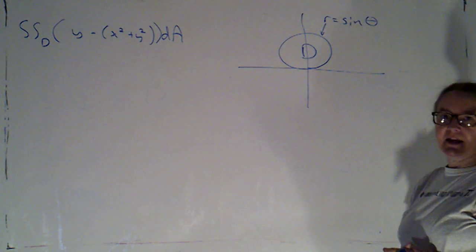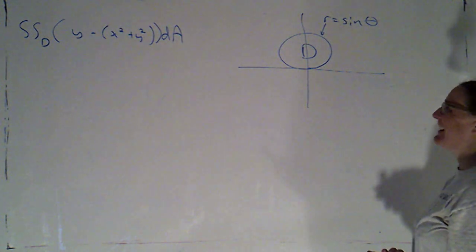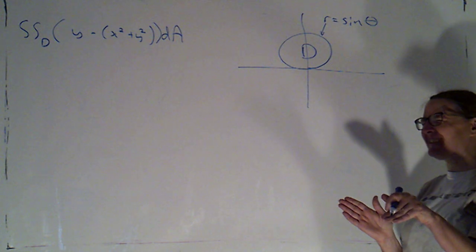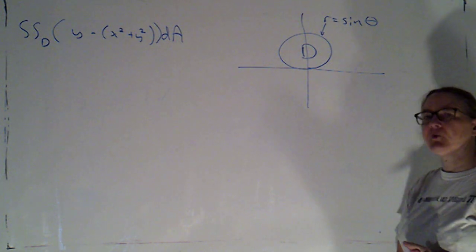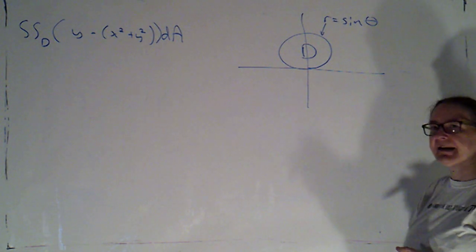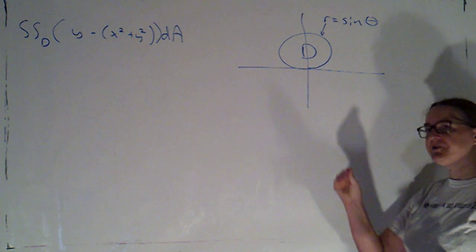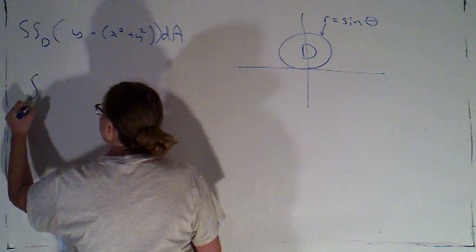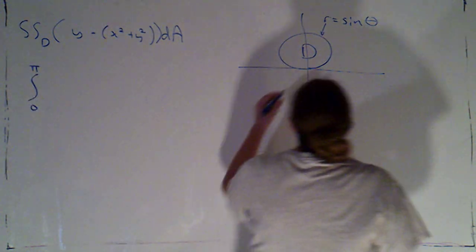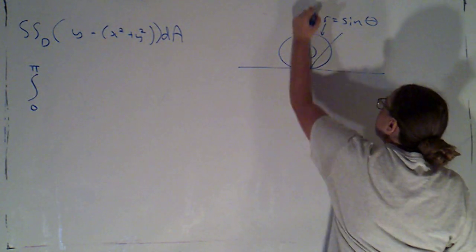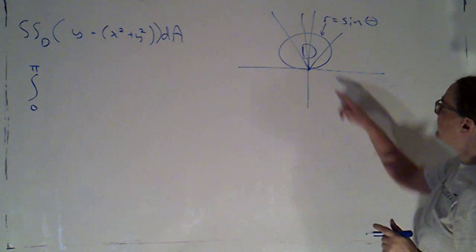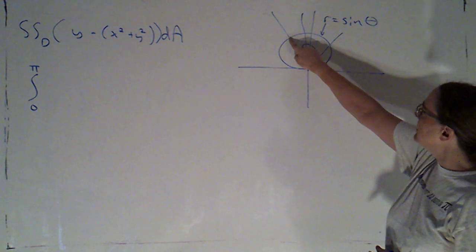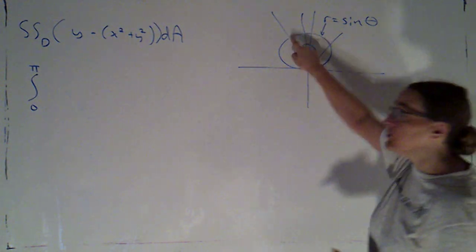I need to be a little bit careful when I have r equals cosine theta, because that's traced over the interval from 0 to pi, but sometimes r is negative. So remember, if you're working with r equals cosine theta, you want to go from negative pi over 2 to pi over 2 instead. Here, 0 to pi is going to work just fine. And then for each theta in that interval, there's my constant theta ray. I can see r is going from 0 to the r value on the circle, which is sine theta.